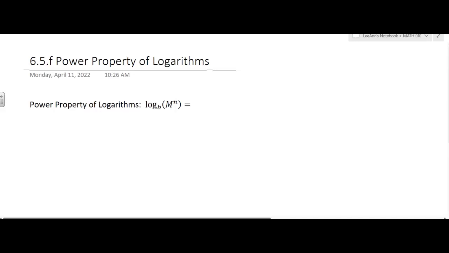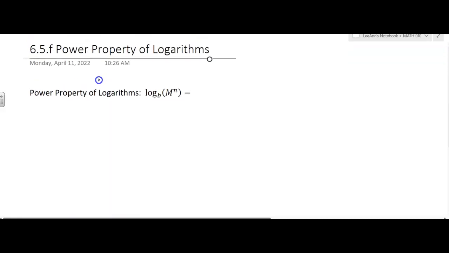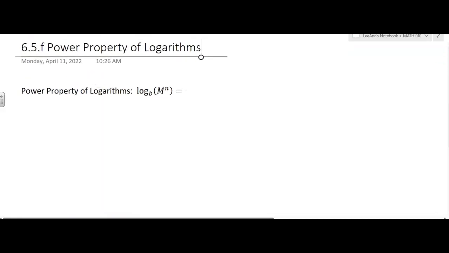Okay, so now we're going to talk about the power property of logarithms. First we'll give an example. Let's say you have log base 2 of x squared. Well, then you could say that's the log base 2 of x times x, right? Because that's what x squared is.